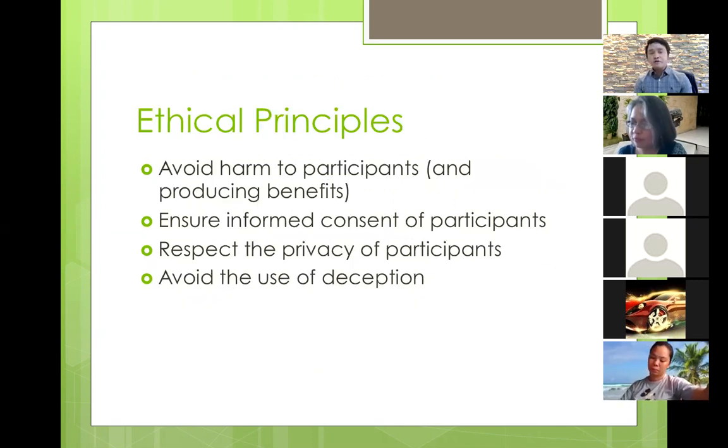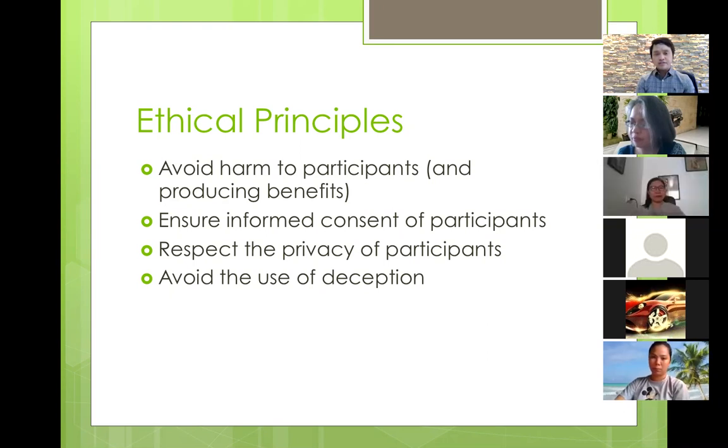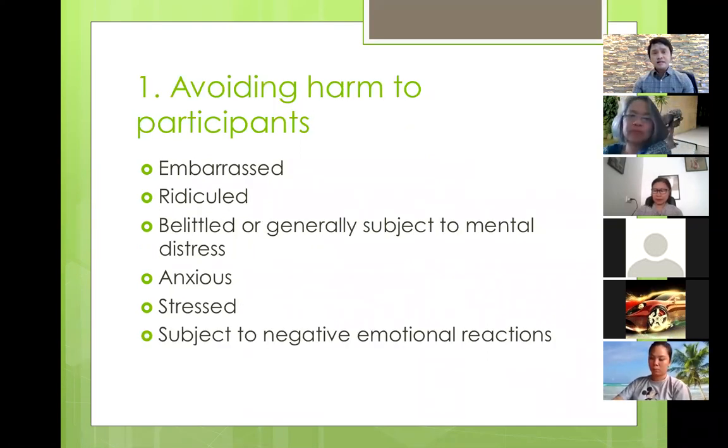Now, there are four major ethical principles in conducting research. First, avoid harm to participants and produce benefits. Second, ensure informed consent of participants. Third, respect the privacy of participants. And fourth, avoid the use of deception. I just summarized them. But to avoid harm to participants, you must have a checklist.